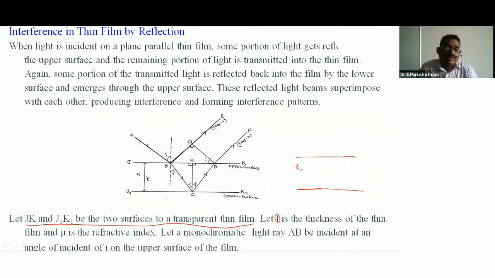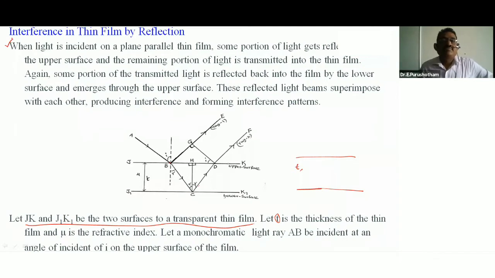So AB, monochromatic light, is incident on the upper surface. Some portion is reflected as BE. Some portion of light is transmitted through BC and is incident on the lower surface. It is also reflected, as CDF. You can observe here.